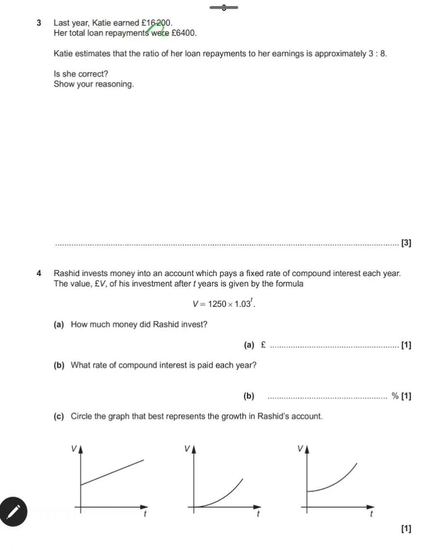Question 3, I've got Katie who earned 16,200 and her loan repayments were 6,400. And we're looking to estimate, and she estimates that the ratio of her loan repayments to earnings is 3:8. So loan repayments comes first in the ratio. I'm going to copy these figures down.